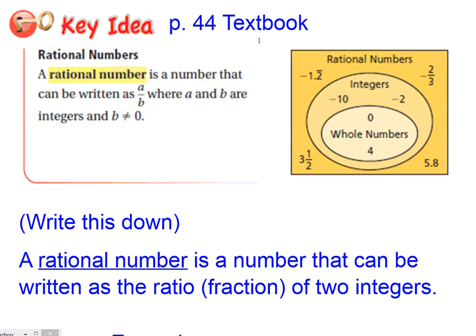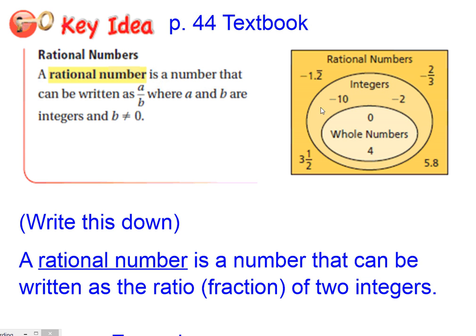We're going to review. The definition of rational number is a number that can be written as a fraction, a over b, where a and b are integers and b cannot be equal to 0. So if you look over here at this diagram, you'll see whole numbers are in the center. Whole numbers are any positive whole number that cannot be a fraction, such as 0 and positive 4.